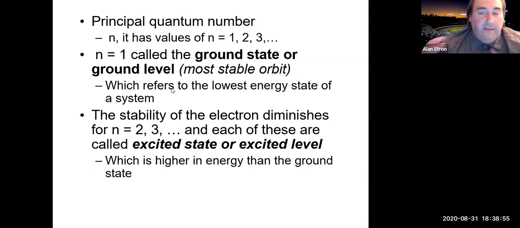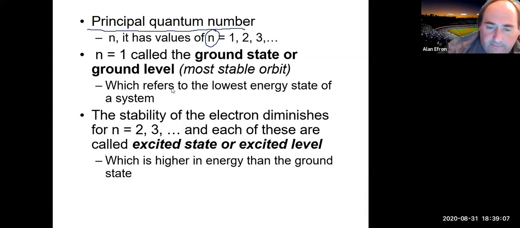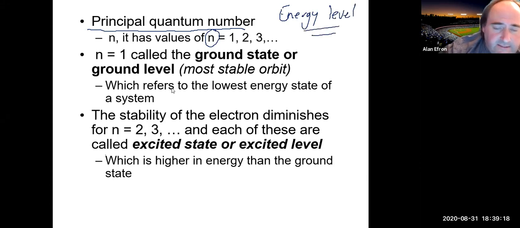So when we talk about electrons in different states, there's a couple of numbers that we talk about, and one is the principal quantum number, and that's what N is. N is the symbol for what is referred to as the principal quantum number. And really that is just a fancy word for energy level. So when we talk about the N value or the principal quantum number, that is the energy level at which we find these electrons. N can have values of 1 through 7.